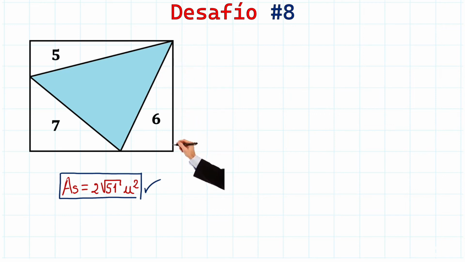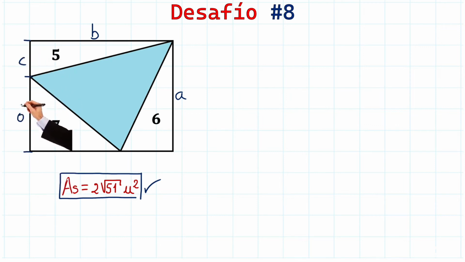Let's call this side of the triangle and the rectangle side A. Now we will call this side side B. From here to here we will call it side C, and from here all the way down side D. From here to here side E, and from here to here side F. Perfect. And at this point you must be saying, but there are too many variables. Well, you're right. So let's reduce the number of variables.